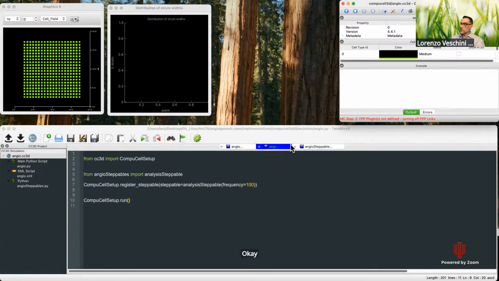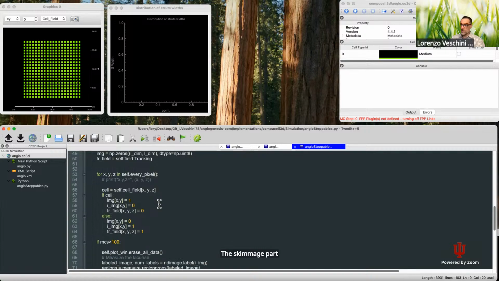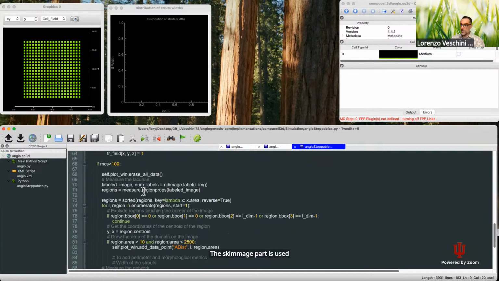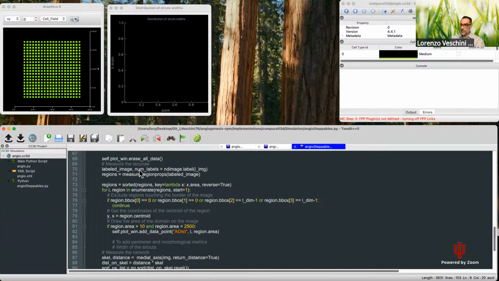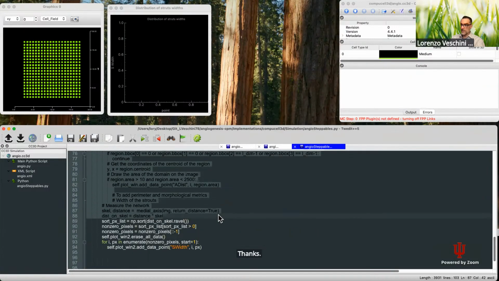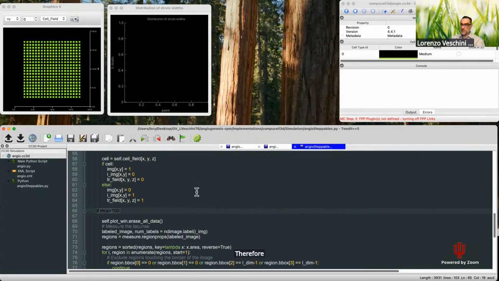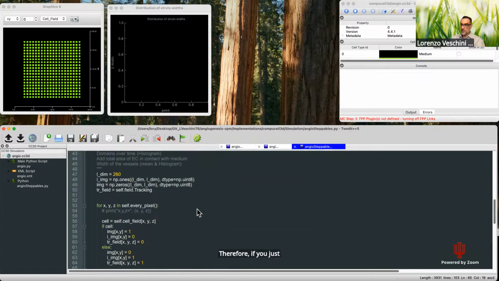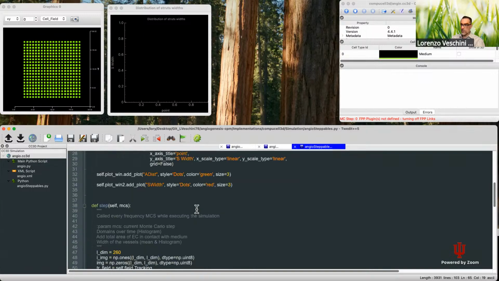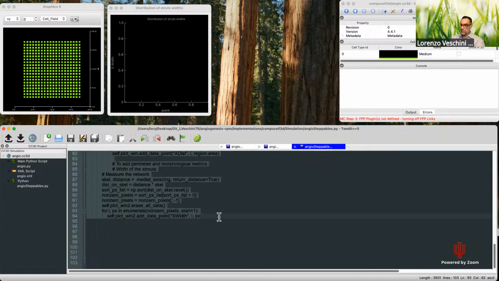Okay, so here the scikit-image part is used in this area where you use it to measure things. And therefore, if you just comment that area away, even if you will lose some features.